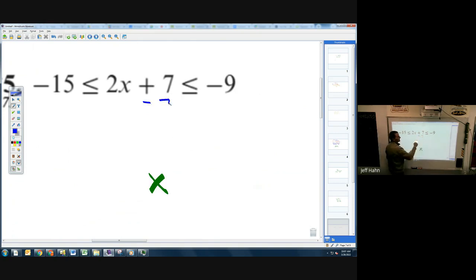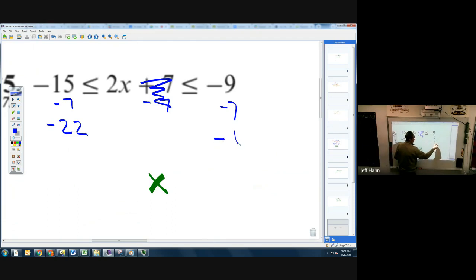Yes, I have to subtract 7, but I have to do it to both sides. When I subtract my 7, I can't just pick or choose one side or the other. I want to get rid of it from both sides. So when I subtract my 7, this becomes a -22. This becomes a -16. Okay.